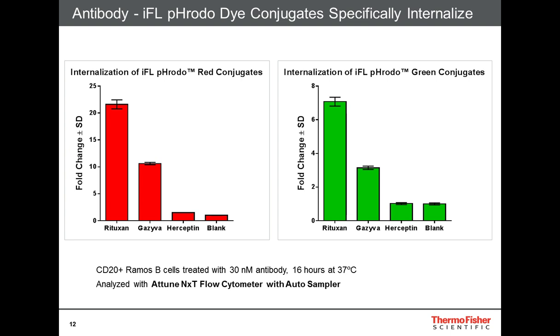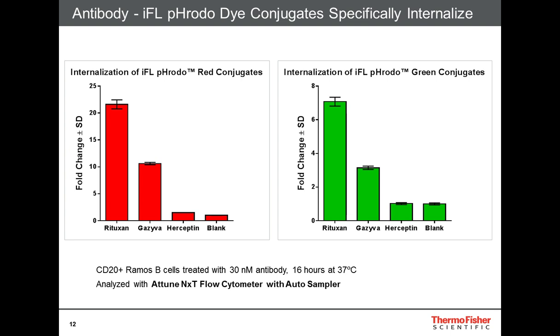And so using flow cytometry, we can provide a quantitative analysis of the internalization of these antibodies into our target cells. So on the left, using IFL pHrodo Red conjugates of 3 different antibodies, Rituxan, which is a type 1 IgG, we expect that to internalize very rapidly. Gazyva, being a type 2 IgG, internalizes to a lesser extent, while Herceptin, which does not recognize an antigen present on these cells, we see a fluorescent signal similar to the background of unstained cells.